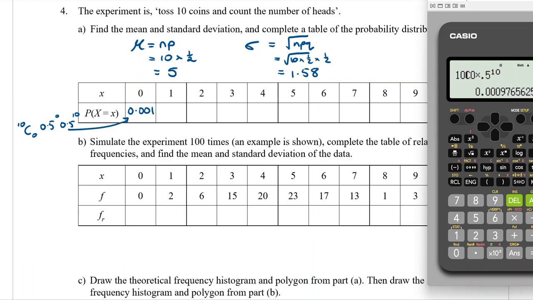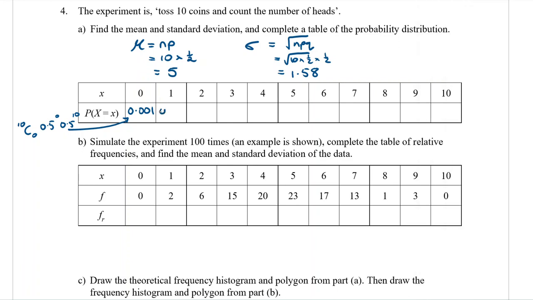Okay, just change the 0 to a 1. And there's our next one, which is not that much bigger, one decimal place bigger. All you'd be doing is doing 0.5 to the power of 1 and 0.5 to the power of 9, which is still 0.5 to the power of 10 every time. Okay, so this is 0.01.